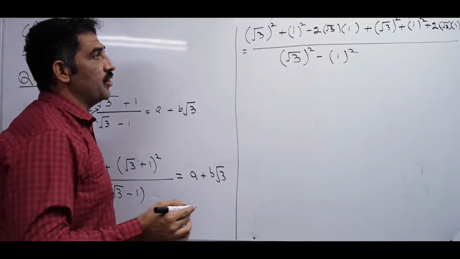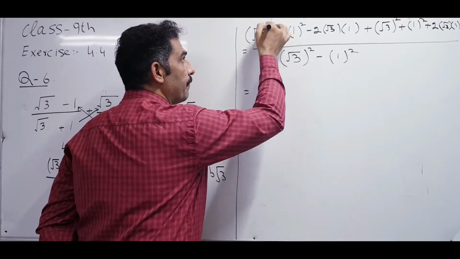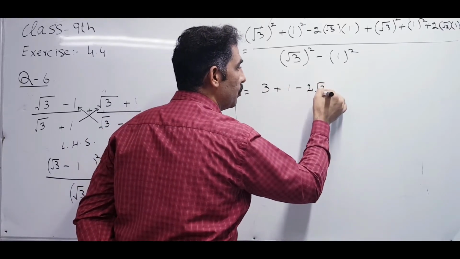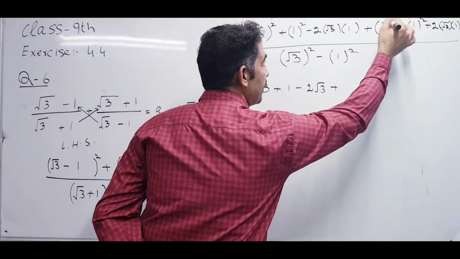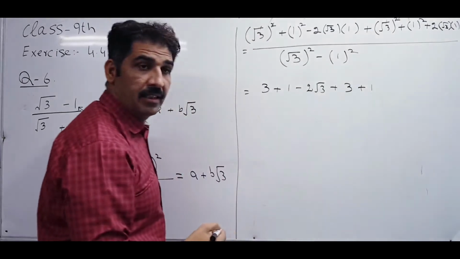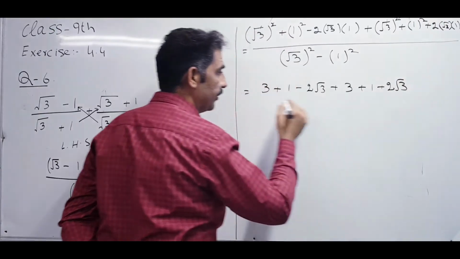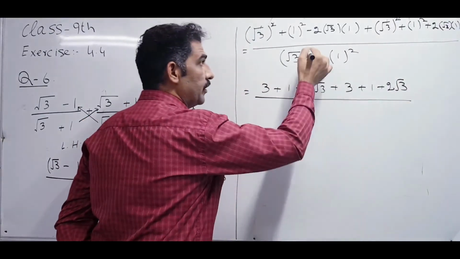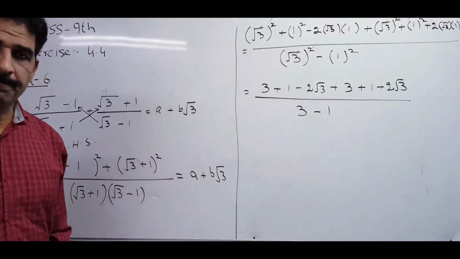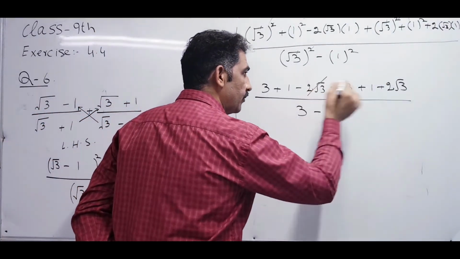So after simplification, you will check that. Square cancels by square root 3. Square of 1 is equal to 1, minus 2 root 3, plus square cancels by square root, that will also come 3 plus 1, and here plus 2 root 3. Square cancels by square root, 3 minus 1. Right? So cancel.